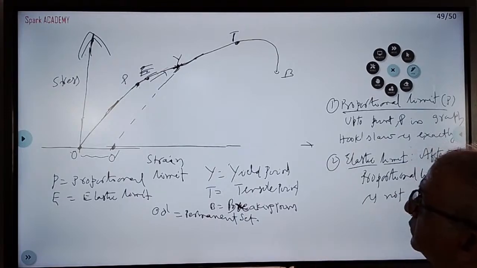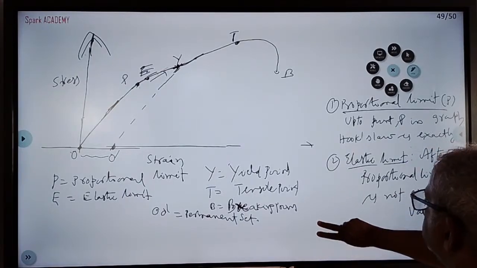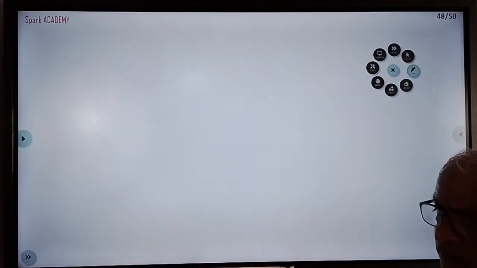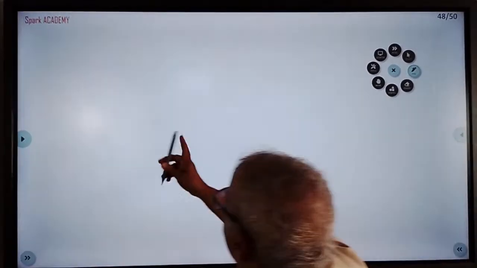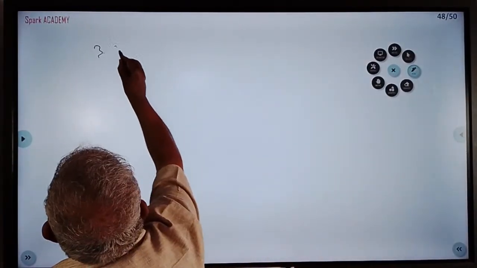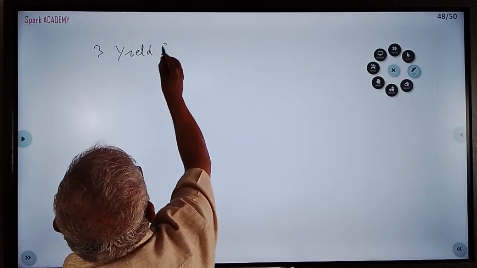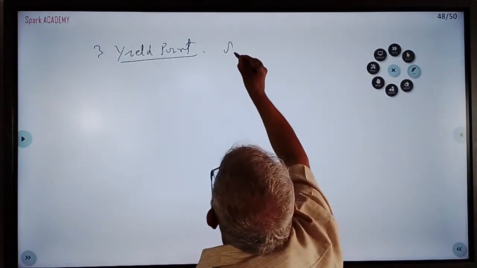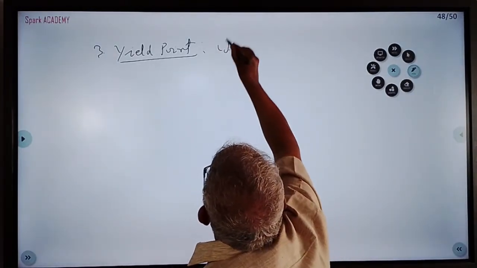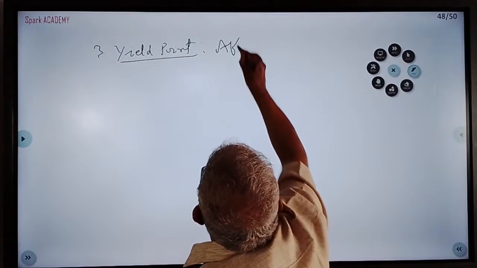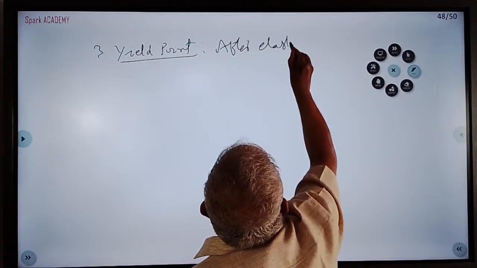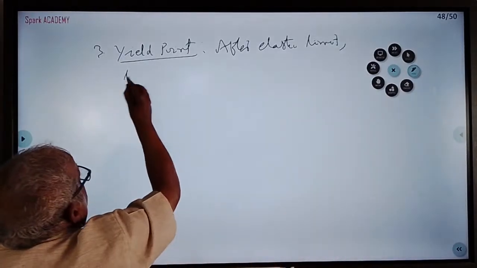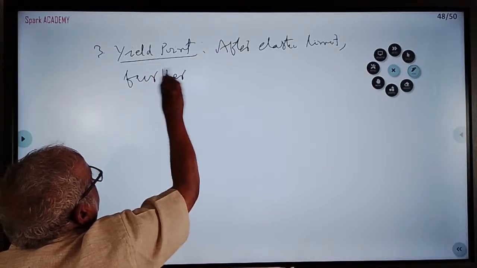On the next page I'm writing what the yield point is. You can imagine the graph. The third one is called the yield point. What is the yield point? After the elastic limit, further load is increased.